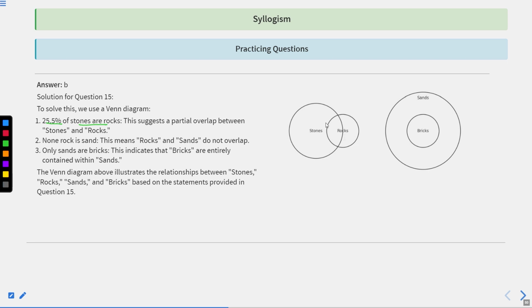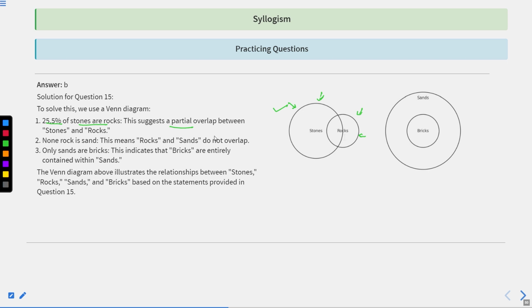My dear students, can we infer from this Venn diagram, where one circle represents stones and the other circle represents rocks, that the first statement says 25.5% of stones are rocks? This suggests a partial overlap between stones and rocks. So whether this Venn diagram, which suggests the relation between stones and rocks as in statement number 1, can be understood as correct or not? Yes, this Venn diagram is correct.